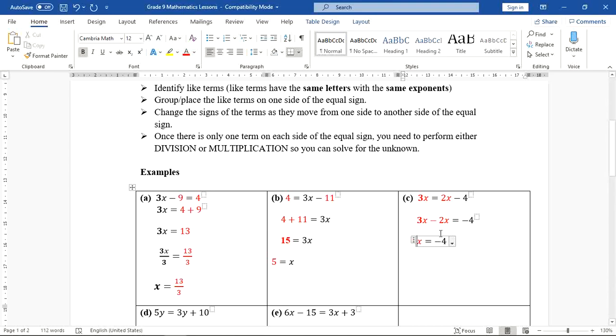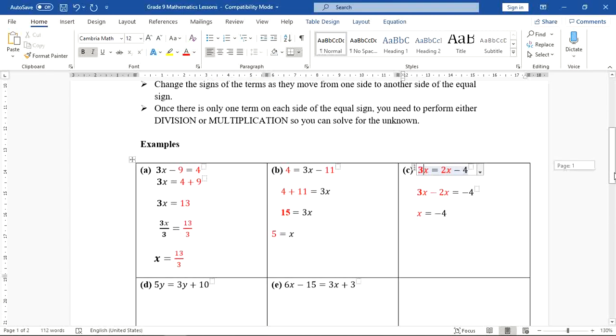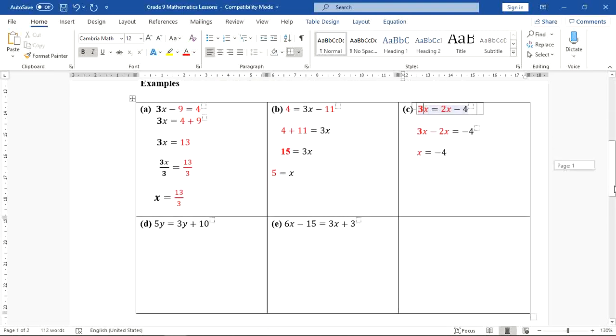So let's see if you're right. What is negative 4 times 3? That is negative 12. So on the left hand side, we have negative 12. Then let's put the negative 4 here. 2 times negative 4 will give us negative 8. And negative 8 minus 4 will give us minus 12. So we are so right. Okay, let's go to part D.